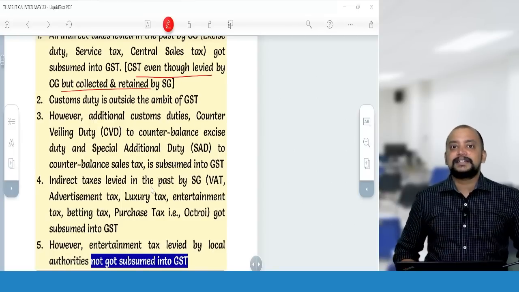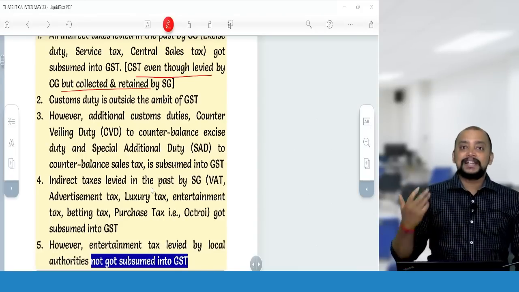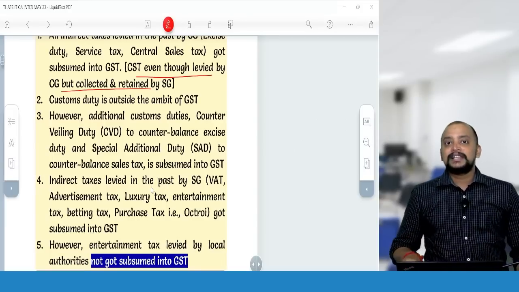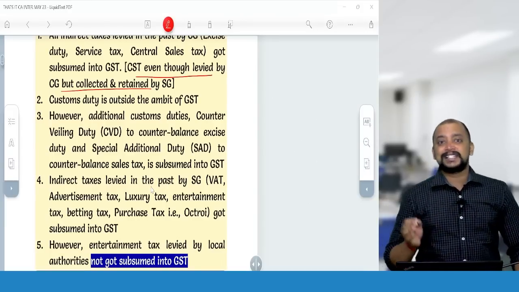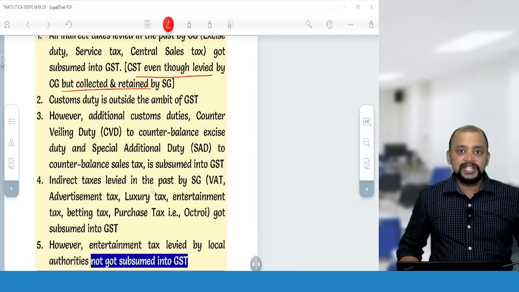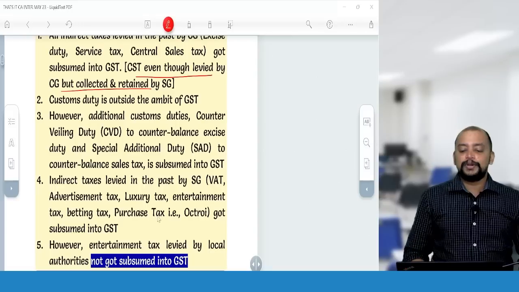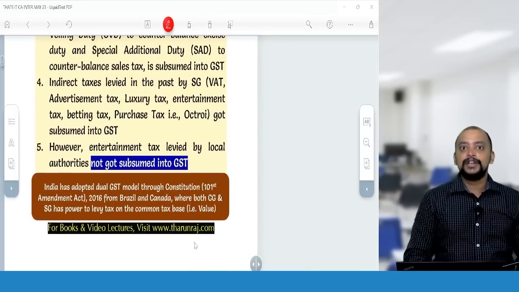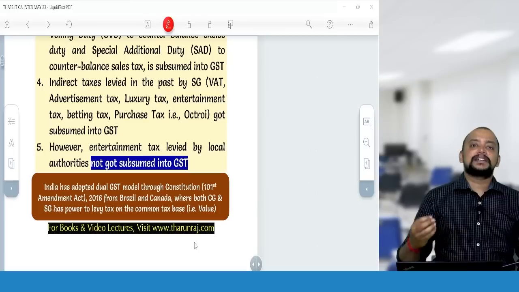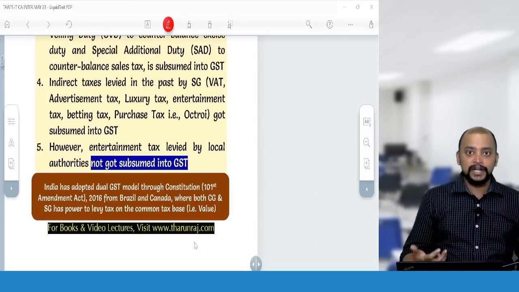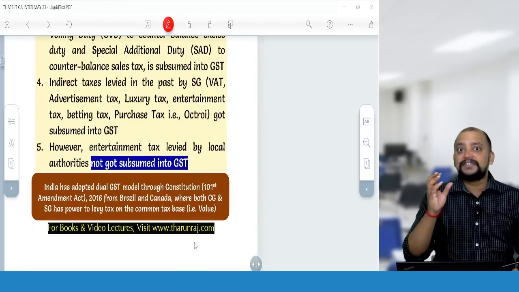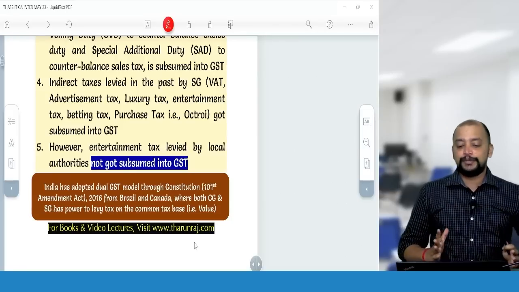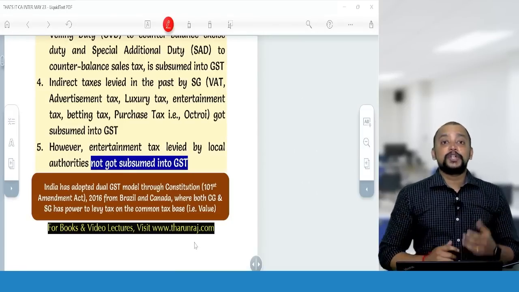Of the indirect taxes levied in the past by state governments, only specified ones got subsumed into GST, a total of 6: value added tax, advertisement tax, luxury tax, entertainment tax, betting tax, and purchase tax, that is octroi. However, entertainment tax levied by local authorities did not get subsumed into GST. So, all indirect taxes levied by the central government got subsumed into GST except customs duty. Specified indirect taxes levied by state governments got subsumed into GST, but indirect taxes levied by local authorities did not. And India adopted the dual GST model.